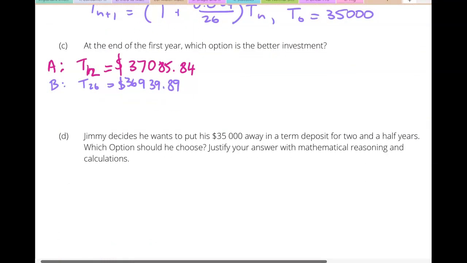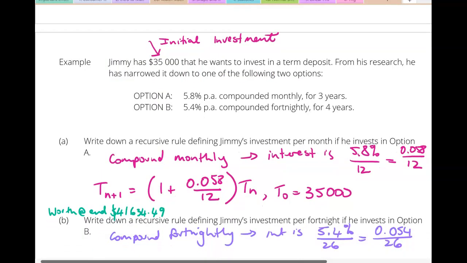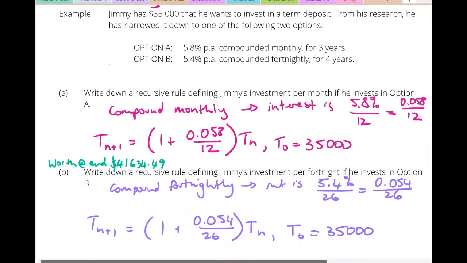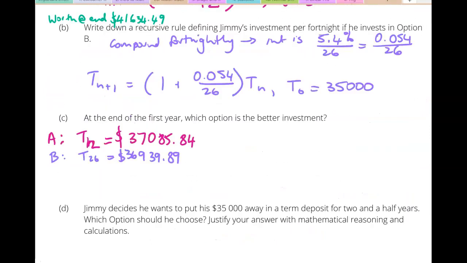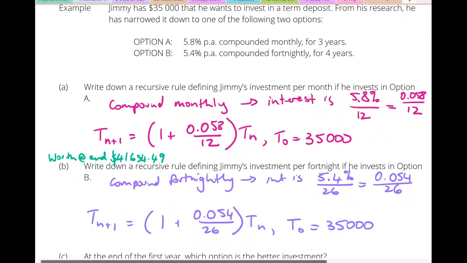I suspect he wants to put it away. It says for 2.5 years. Where did we get 3 years from? Oh, okay, this is it here. 3 years, 4 years. So that time allocation is not helpful for the final part to this question. He wants to put it in a term deposit for 2.5 years. Which option should he choose? Well, actually, neither option is relevant, but let's assume that we are now doing 2.5 years at the same rate.